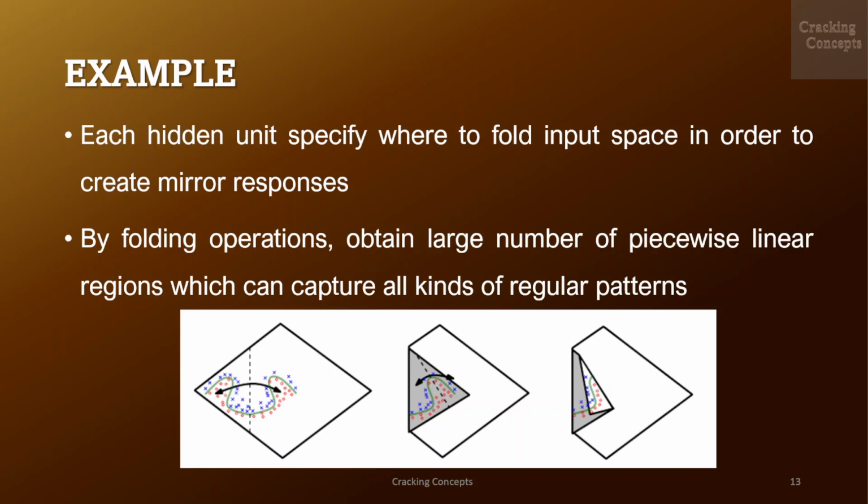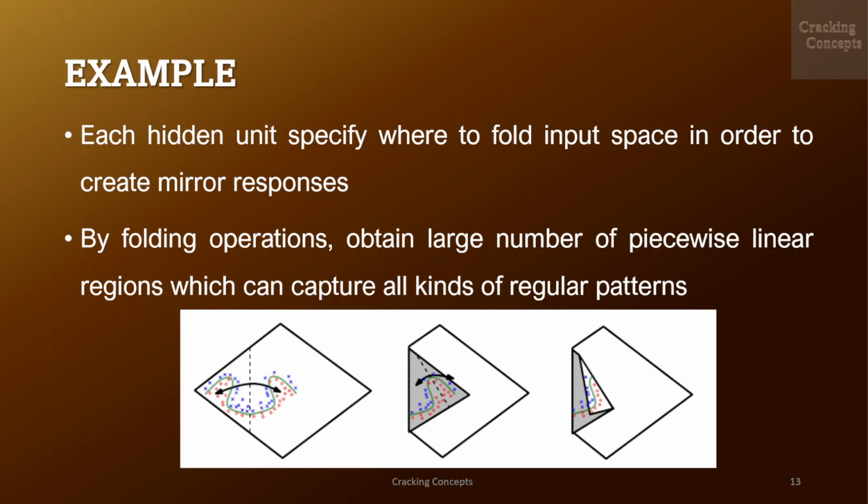The figure here illustrates how a network with absolute value rectification creates mirror images of the function computed on top of some hidden unit with respect to the input of that hidden unit. Each hidden unit specifies where to fold the space in order to create the mirror response on both sides of the absolute value non-linearity. By composing these folding operations, we obtain an exponentially large number of piecewise linear regions which can capture all kinds of regular, that is, repeating patterns.